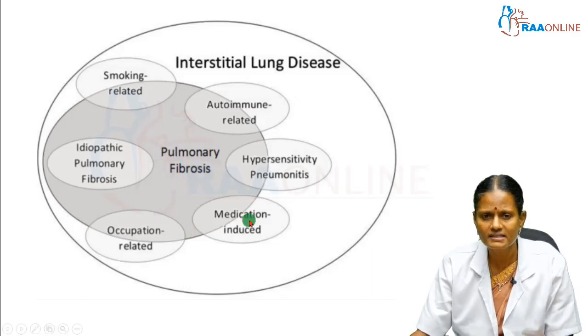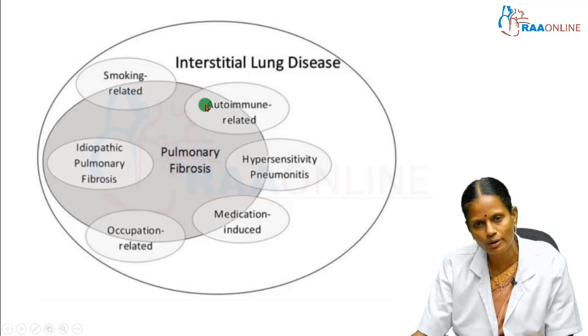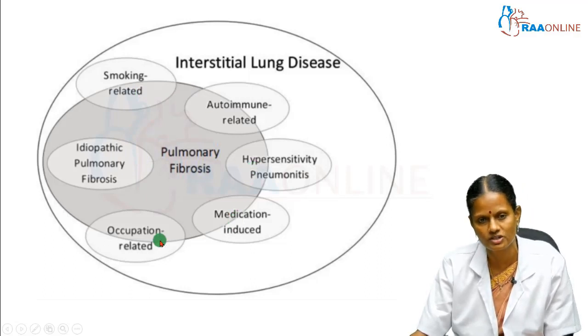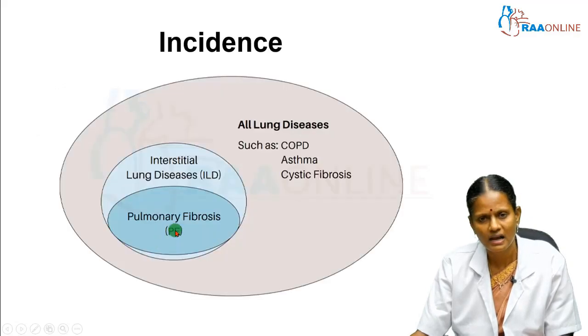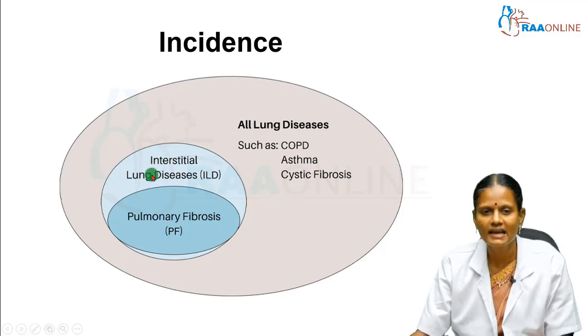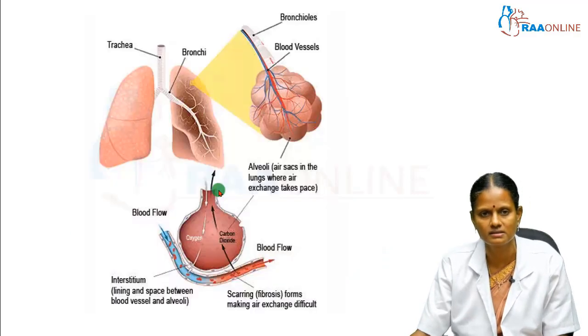All these ultimately lead to pulmonary fibrosis: idiopathic pulmonary fibrosis, smoking related, autoimmune related, hypersensitivity pneumonitis, drug induced and occupation related. Of all the lung diseases such as COPD, asthma, cystic fibrosis, tumors, etc., interstitial lung diseases constitute a major percentage of the lung diseases.